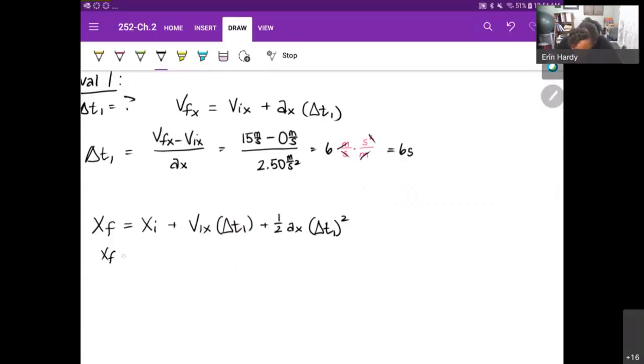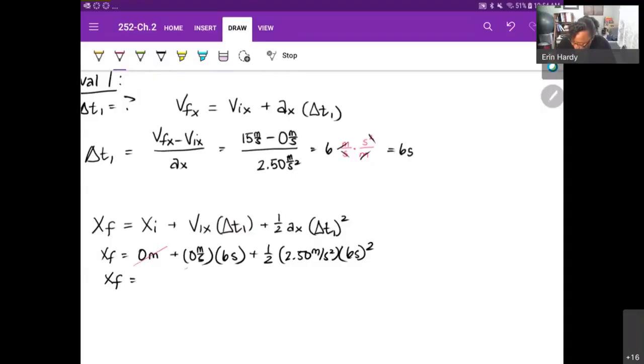So X final is equal to 0 meters. That's the starting position plus the starting speed, 0 meters per second times delta T1. We just determined that's 6 plus 1/2. The acceleration is 2.5 meters per second squared. And then we're going to take 6 seconds and square it. That term's going to drop out. And we just want 0.5 times 2.5 times 6 squared. And this leaves us with 45.